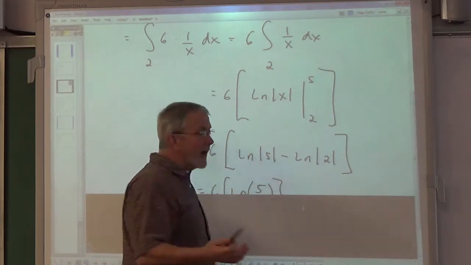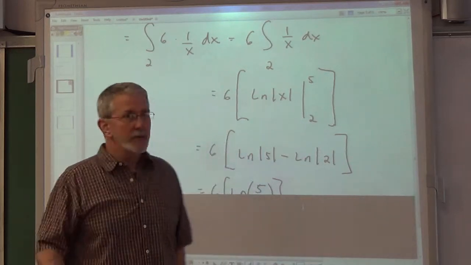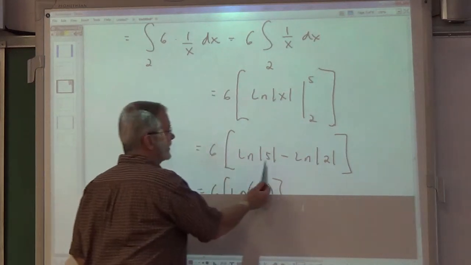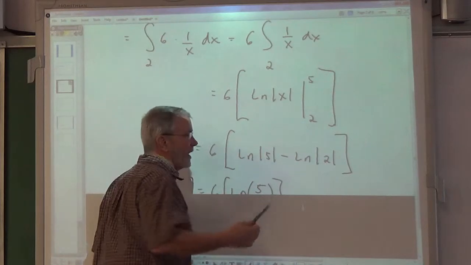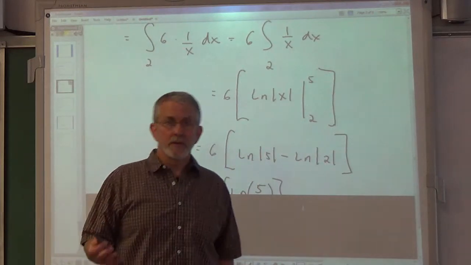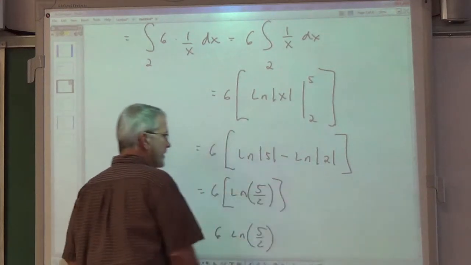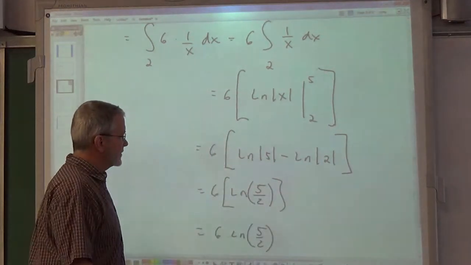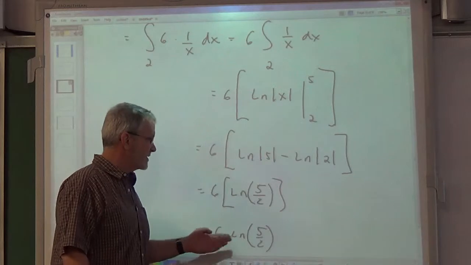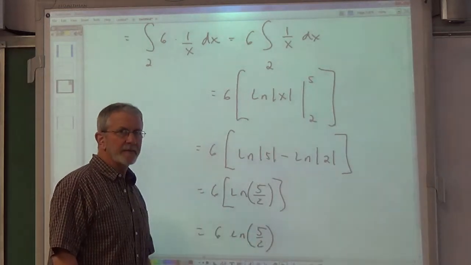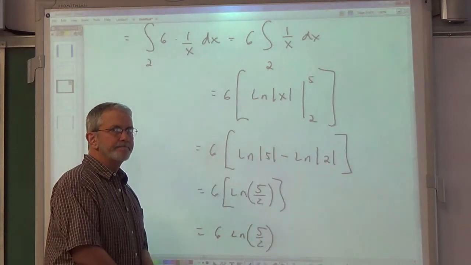Absolute value of 5 is 5. The absolute value of 2 is 2. So this is going to be 6 times ln of 5 minus ln of 2. And now I can use one of those laws of logarithms and write this as ln of 5 over 2. So the answer then is simply going to be 6 ln of 5 halves. Okay?